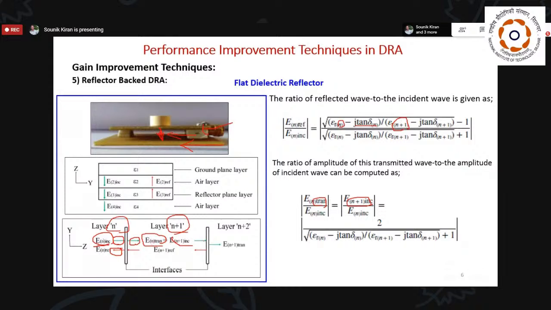Okay, I mean the transmitted wave for layer n is nothing but the incident wave for layer n plus 1. Then we can calculate this formula. This formula is also a mathematical formula that was already available. We didn't do much into this.